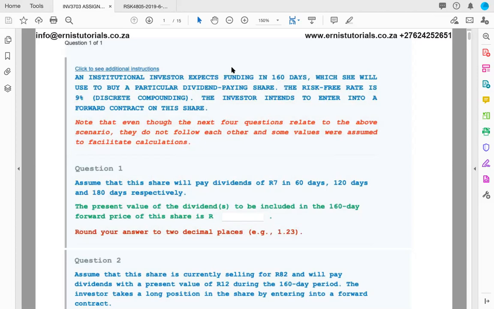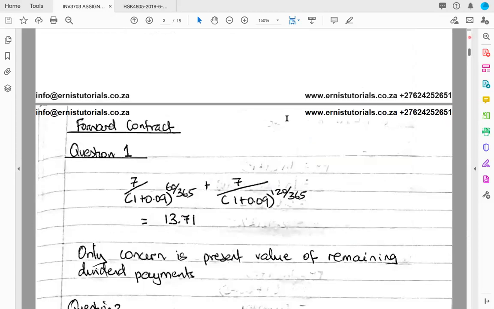Okay. So we can go down to the calculation. Yes, the calculation. So we're going to determine the present value of two dividends. One on day 60. So we say 7 divided by 1 plus the risk-free rate to the power 60 over 365, plus 7 over 1 plus the risk-free rate to the power 120 over 365. So I'm sure you see where all this information is coming from. These are simply the dividends. This is the risk-free rate.